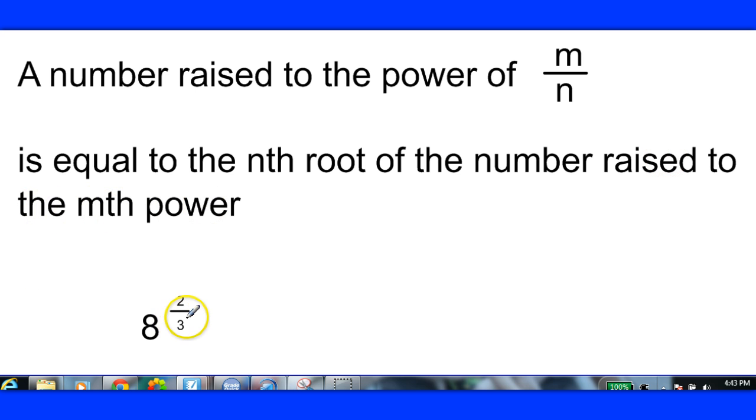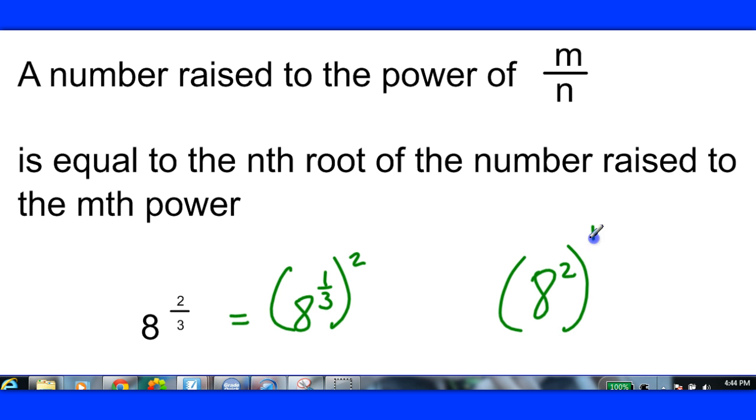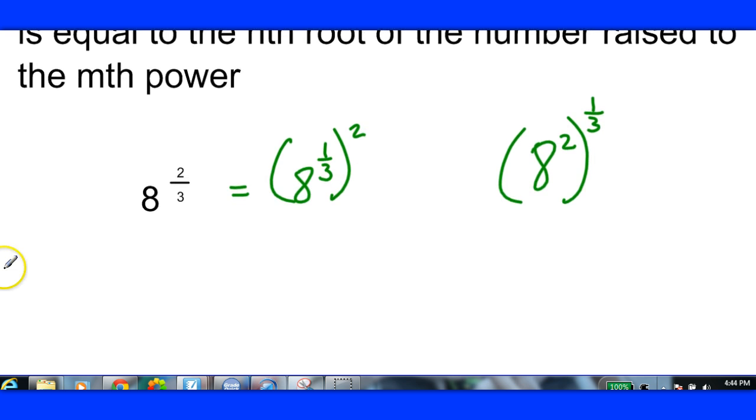Okay, so 8 to the 2/3 is the same thing as saying 8 to the 1/3 power, or the cube root of 8 squared. Do whatever's easier first. Or you could say 8 squared and ask for the cube root of that. Again, I tend to like to take the root first, especially if it has one. The cube root of 8 is 2, so this is the same thing as 2 to the 2nd power, which is 4. If you did this one, it would be 8 squared, which is 64, and then the cube root of 64 is also 4.